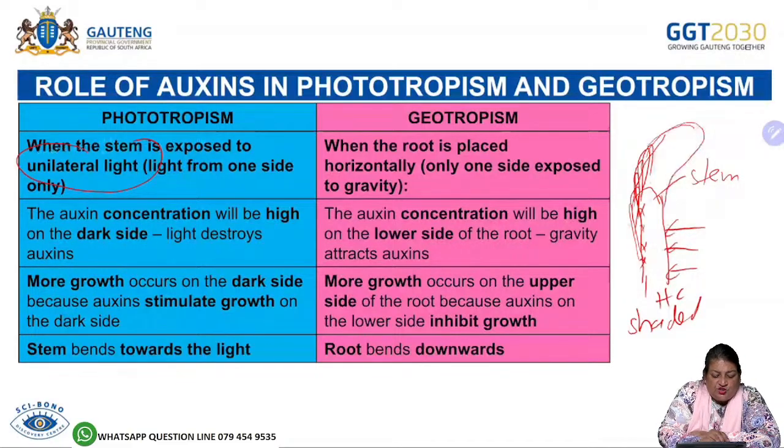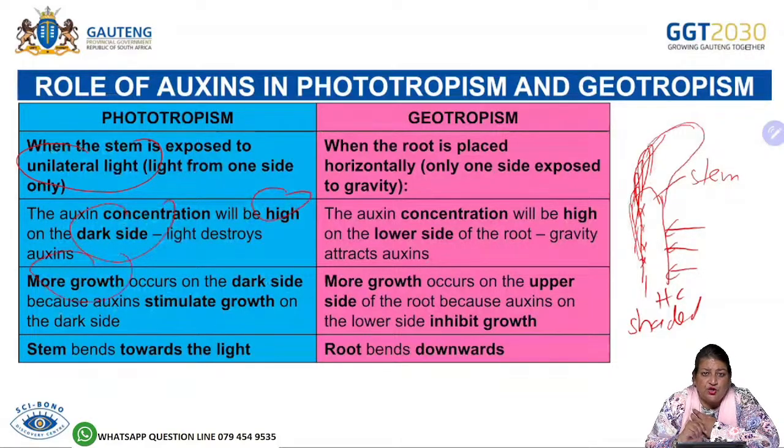So when the stem is exposed to light coming from one side, the auxin concentration will be high on the dark side, like that side, because light destroys auxins. Where there's light, there's less growth; you have to say more growth occurs on the dark side because the auxins will stimulate growth on the dark side. How does it stimulate growth? It will increase cell division and increase cell elongation on the shaded side, and the stem will bend towards light.